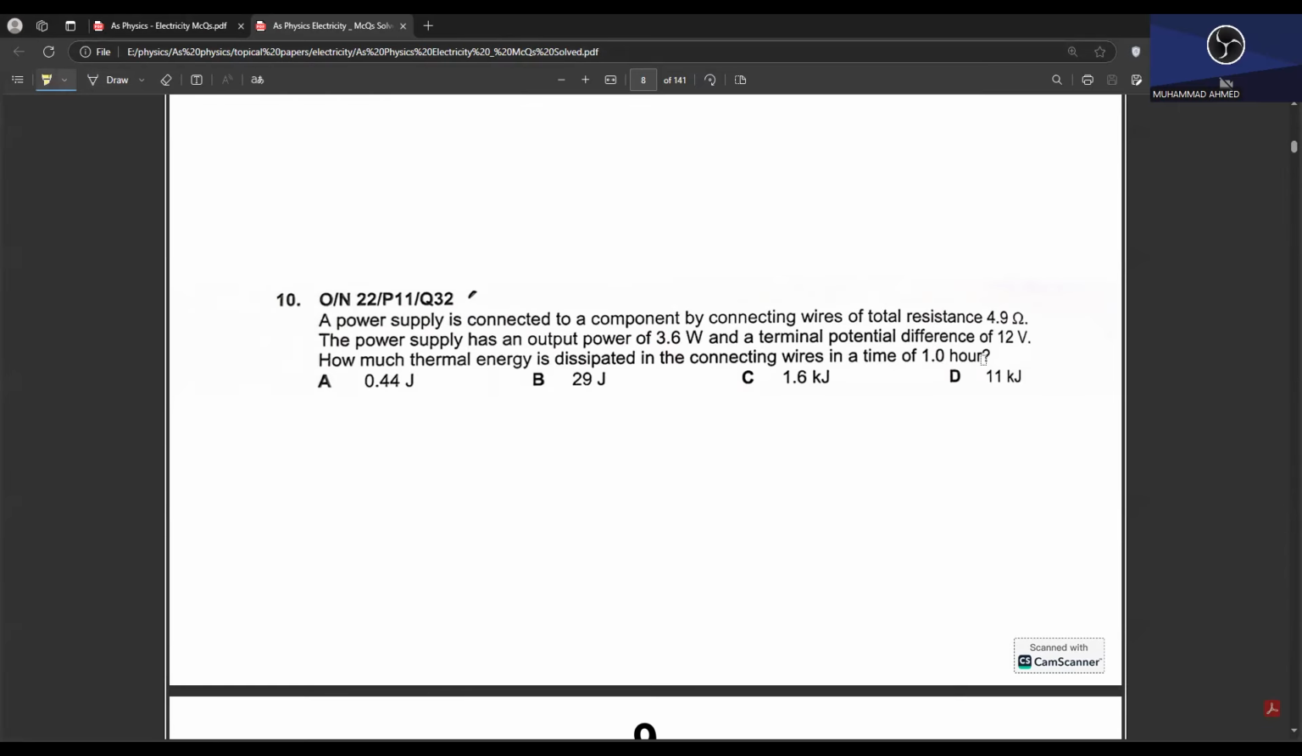Okay, so let's see this question. A power supply is connected to a component by connecting wires of total resistance 4.9 ohms. The power supply has an output power of 3.6 volts and a terminal potential difference of 12 volts. Perfect. How much thermal energy is wasted in the connecting wires in a time of 1 hour? Okay. So first of all, are you given the power output? Yes. Are you given the voltage? Can you calculate the current using both of these? Yes. Power is equal to IV. 3.6 divided by voltage, that is 12. This comes out to be 0.3 ampere as your current.